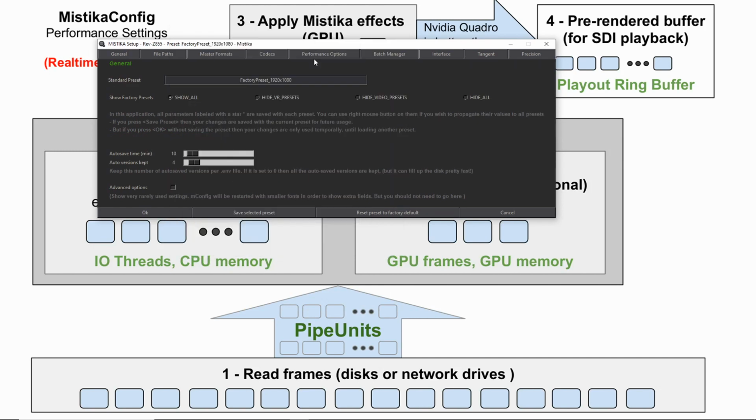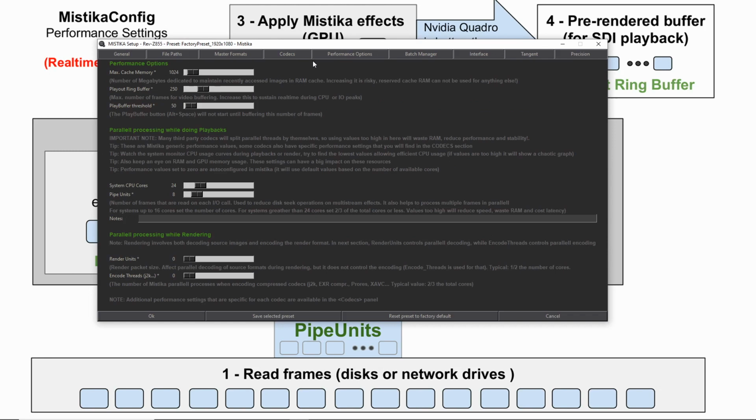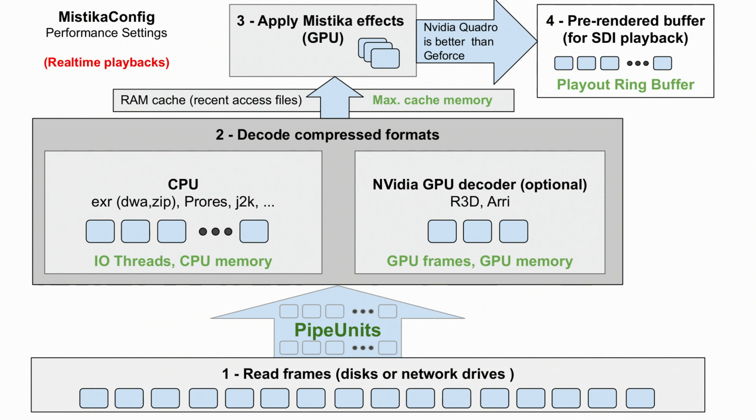If we set a small value, the playback start and stop is going to be faster. This is good for client reviews, editing, the situations that we don't need a lot of performance but fast responsiveness.